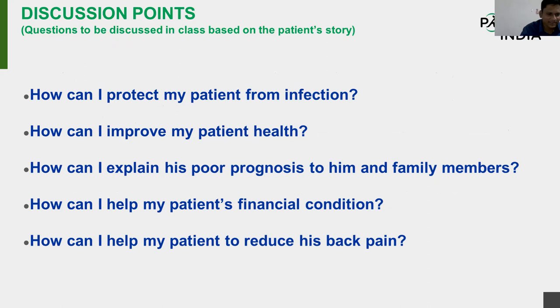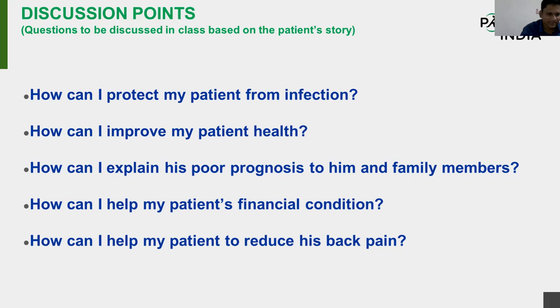So to improve the good health, infection has to get under control. Point number one. Number two, suffering should come down. Number two, do you think the prognosis is good? Because in the next question, there is a point where poor prognosis, explanation to the patient and family, because these two are not so relevant.